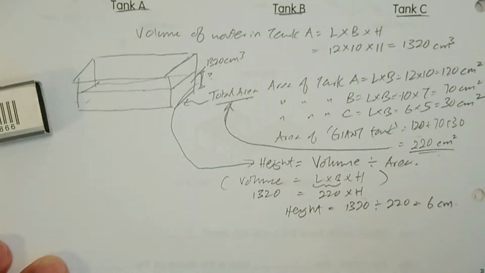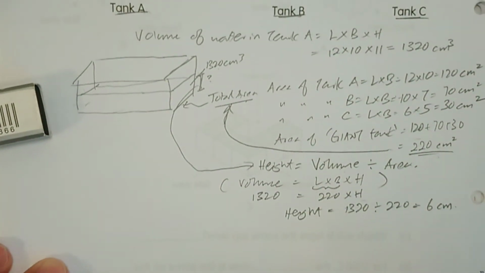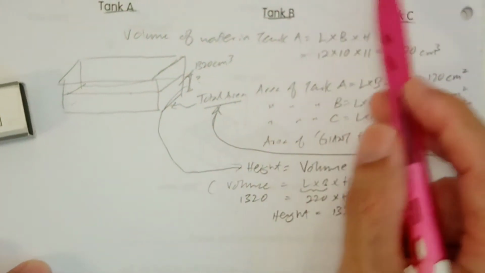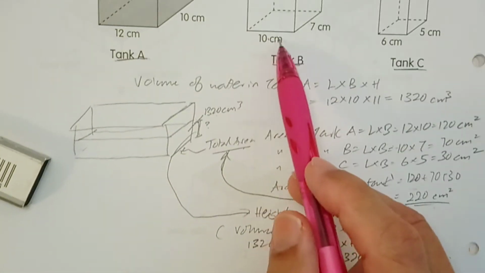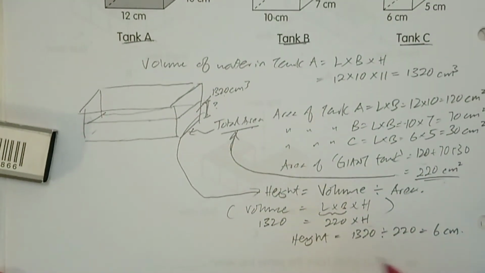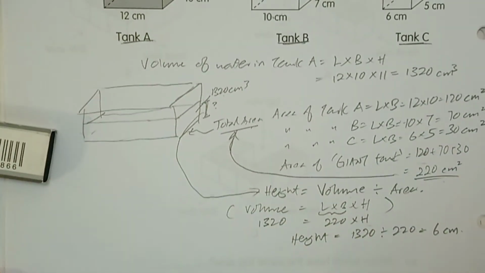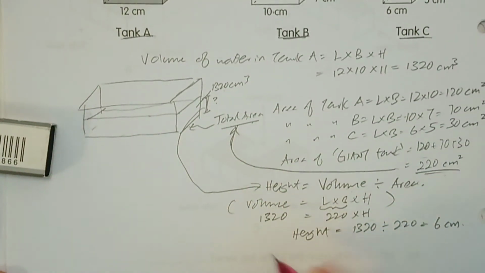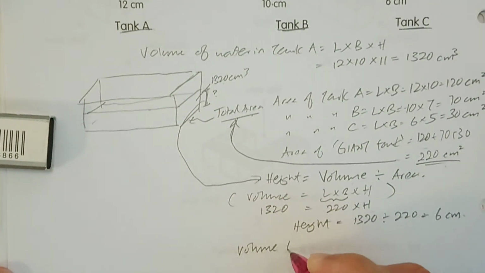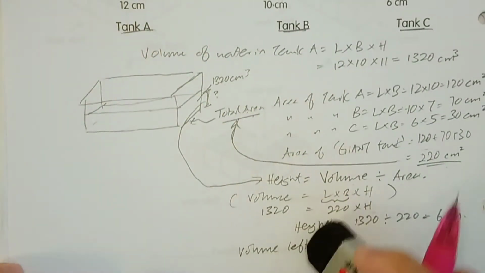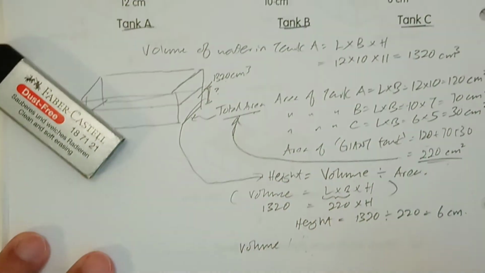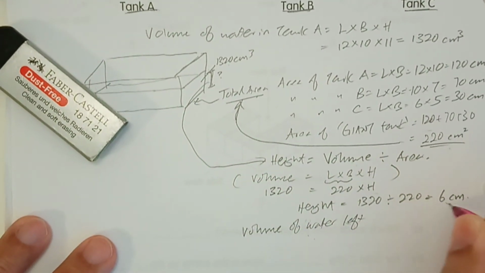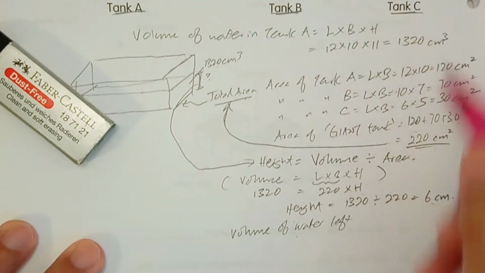Alright, so to find the volume that was poured out of tank A, we need to find the total volume of water in tank B and tank C. Or rather, the other way around is that we find the volume of water left in tank A, which would be this 6 centimeter height. Because now we know they will all be 6 centimeters.